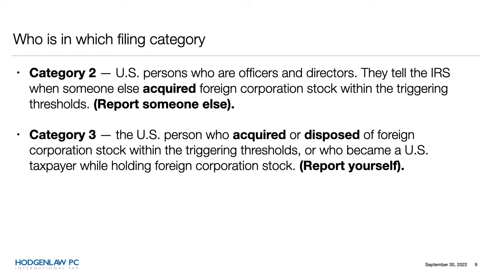So in other words, anybody who is a U.S. person and is an officer or director of a foreign corporation has an obligation under the Internal Revenue Code to rat out other taxpayers.